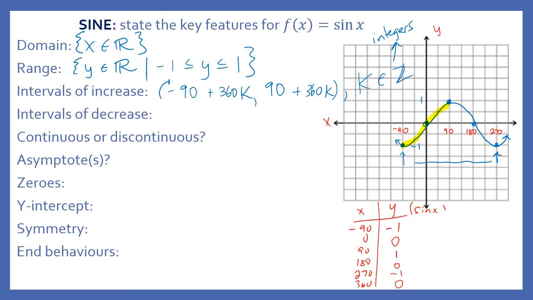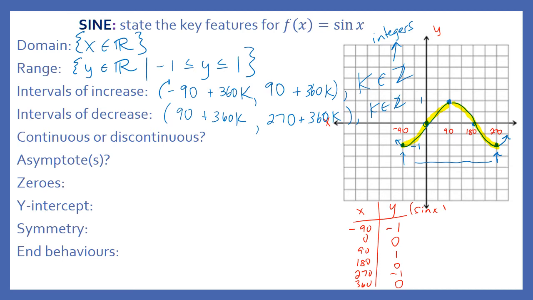Now I'm going to pick up from where I left off, and now I'm decreasing, and that's from 90 to 270. So I'm decreasing between 90 and 270, and again, it repeats every 360, so plus 360k, plus 360k, and then the same thing, k is an element of Z, for the set of integers.